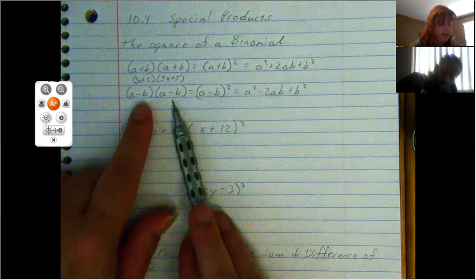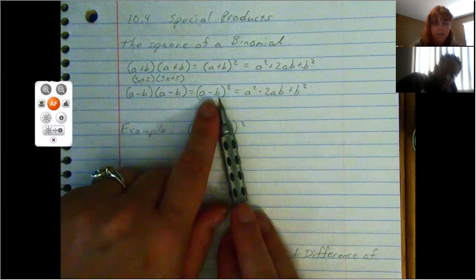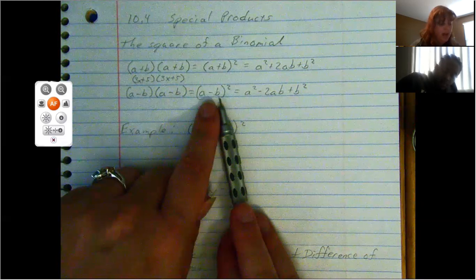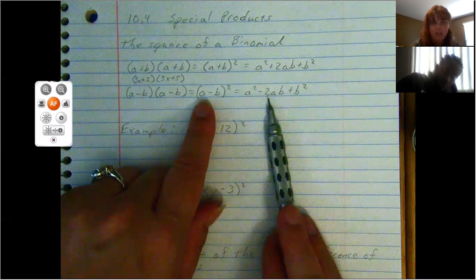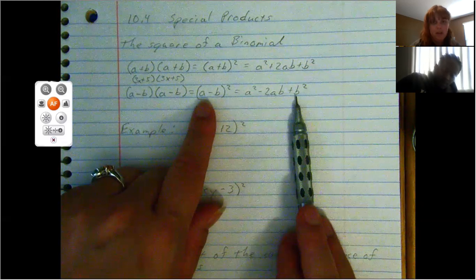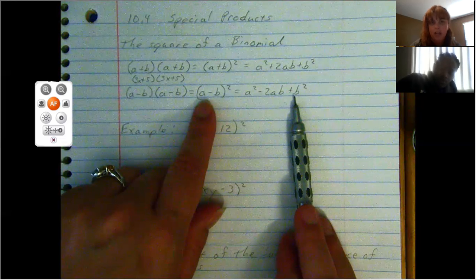So if it was a minus b, we'd have a minus b squared. Then you're still going to have your a squared as the first term for your trinomial. But the middle term is now going to be minus 2ab. And then the third term is still going to be the b squared, and it's still plus. We talked about this a little bit in the last section when we had a negative times a negative giving us a positive when we were finding those factors.